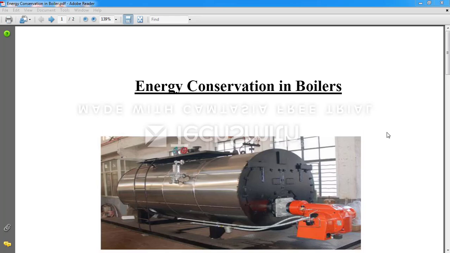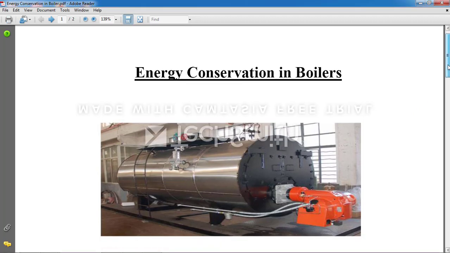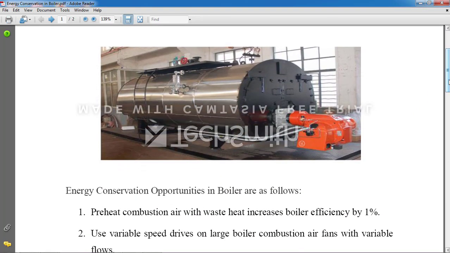Last topic of unit 3, energy conservation in boiler. Now we know what a boiler is. A boiler is a structure or a system which converts water into steam. From unit number 1 we have discussed many times what a boiler is, because the boiler is one of the most essential parts in the power system.